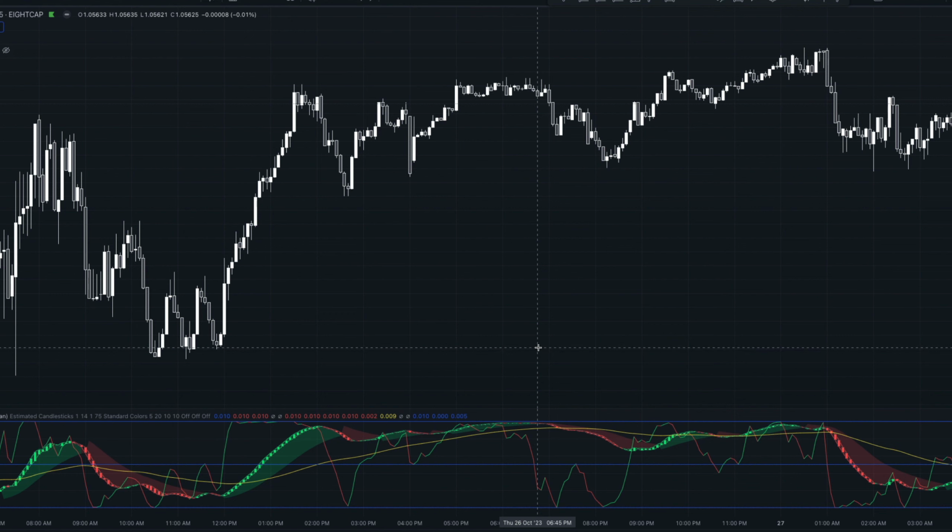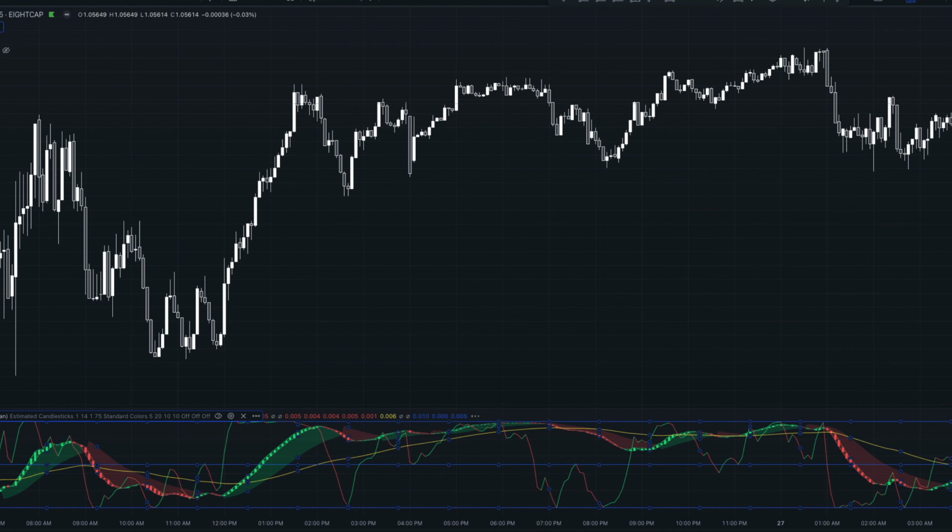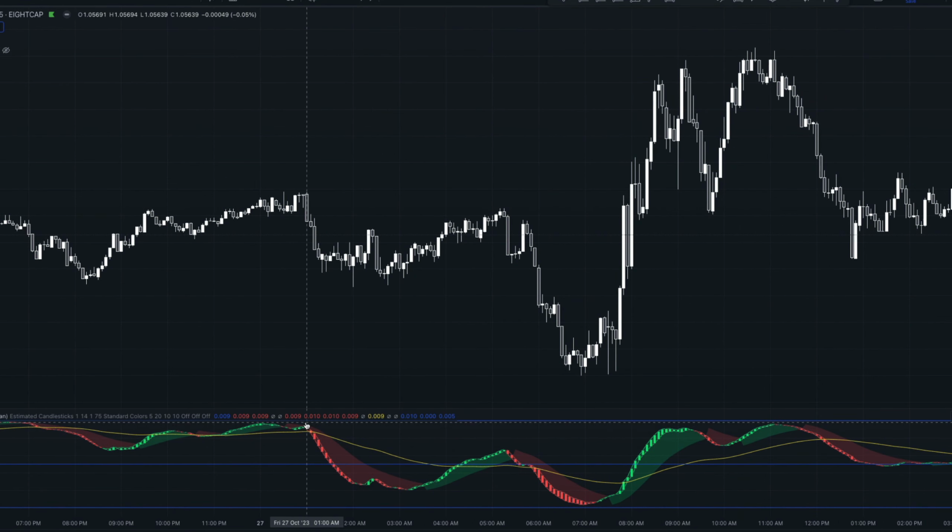Now, to better illustrate this, I'm going to turn off the signal line just to make it a little bit less confusing to look at. So I'm going to uncheck the signal line box, and then this squiggly line here will go away. Now we're just left with the delta candles as well as the confirmation line. The confirmation line is just a moving average of the delta candles. So if the delta candles are going up, the yellow confirmation line will also have a positive slope and be going up. And if the delta candles are going down, the confirmation line will have a negative slope and will also be going down.